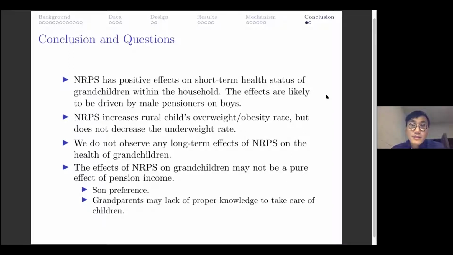Secondly, NRPS increases the rural child overweight and obesity rate, but does not decrease the underweight rate. We do not observe any long-term effects of NRPS on the health of grandchildren. The effect of NRPS on grandchildren may not be a pure effect of pension income, since we find some role of preference, as well as a slight change of adult-child migration due to the NRPS, and grandparents' time allocation to childcare may change moderately, and they lack proper knowledge of taking care of children.